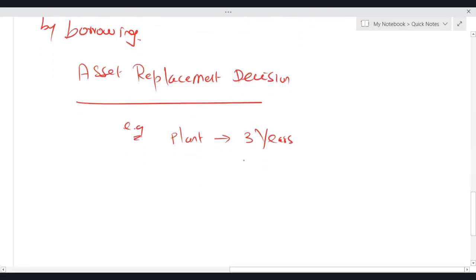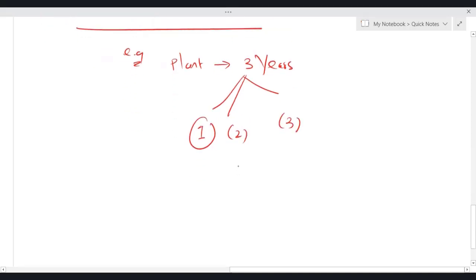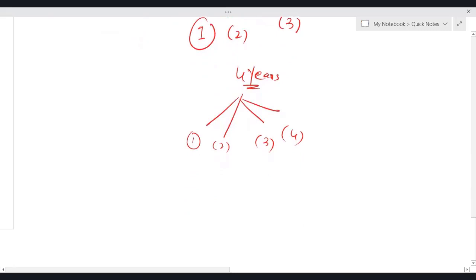If plant is having a life of 3 years, then logically 3 replacement cycles are possible. You can replace after every 1 year, after every 2 years, or after every 3 years. If asset is having a life of 4 years, then 4 replacement cycles are possible: after every 1 year, after every 2 years, after every 3 years, and even after every 4 years. Now the question is, what is the name of the technique which is going to help you make the decision on which replacement policy should be chosen? The name of the technique is equivalent annual cost.